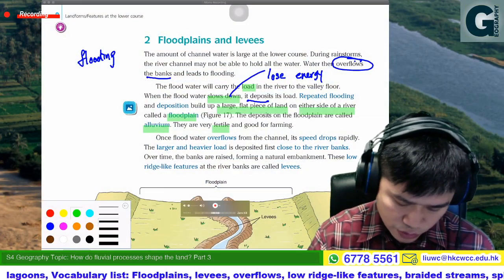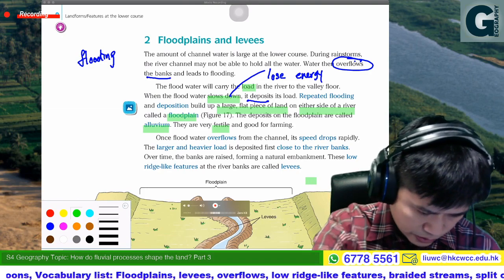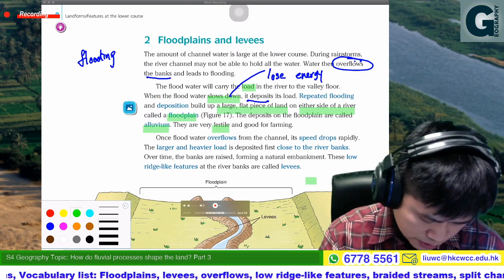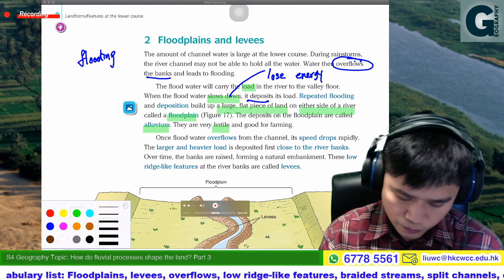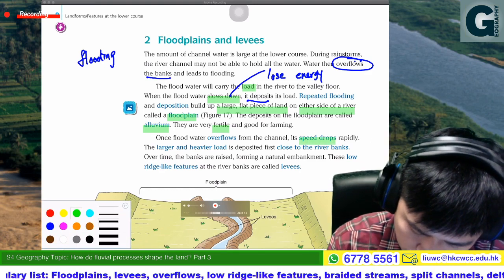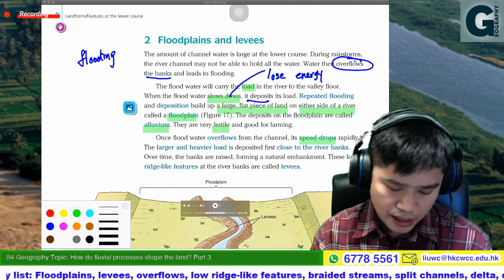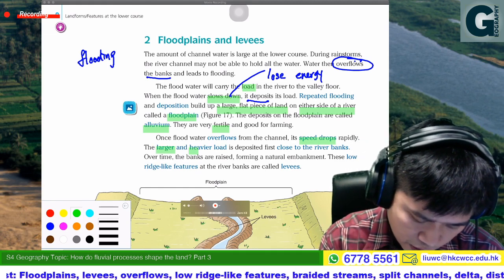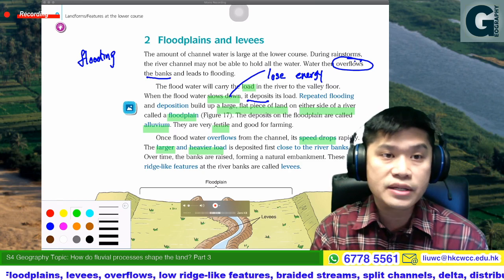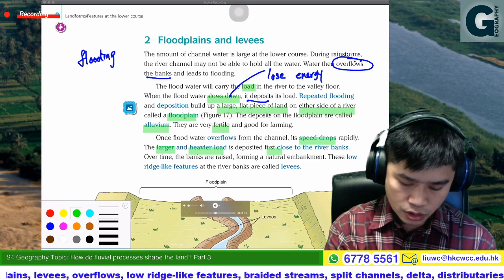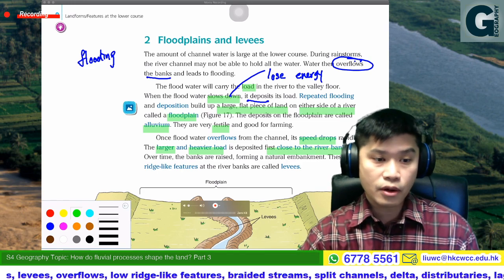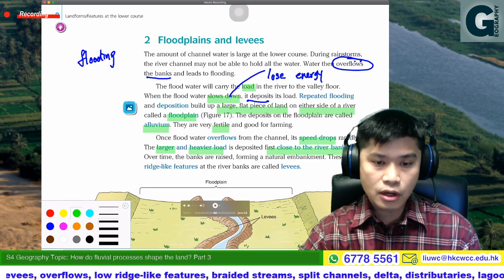Levee. So what would be a levee? Let's have a look here. Once floodwater overflows from the channel, its speed drops rapidly, and the larger and heavier load is deposited first, close to the river banks. Please highlight this, that would be very important. So what does that mean?